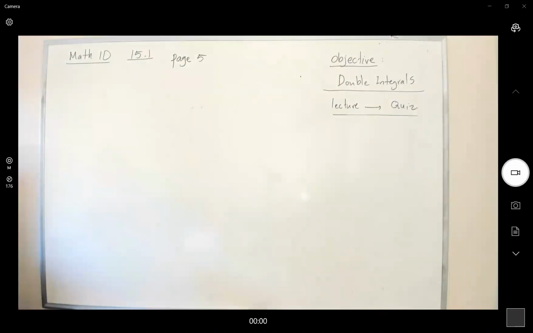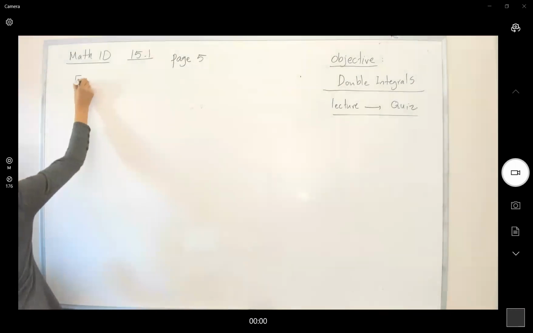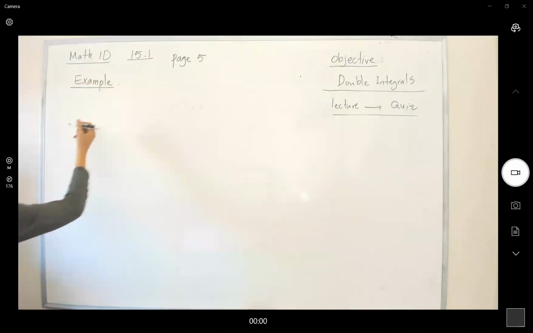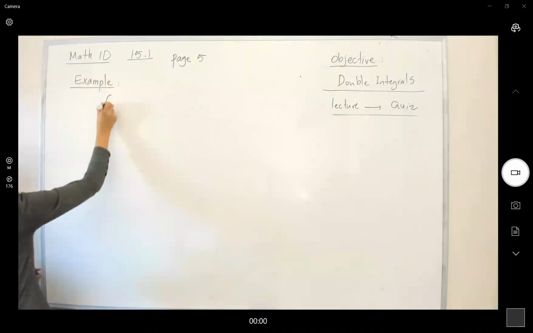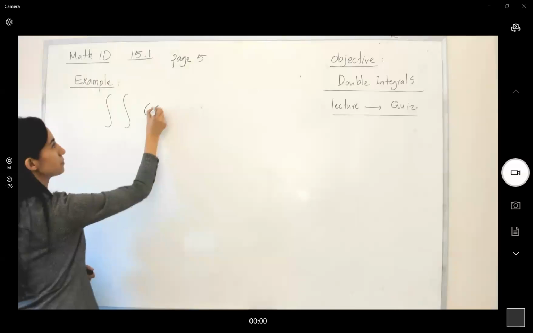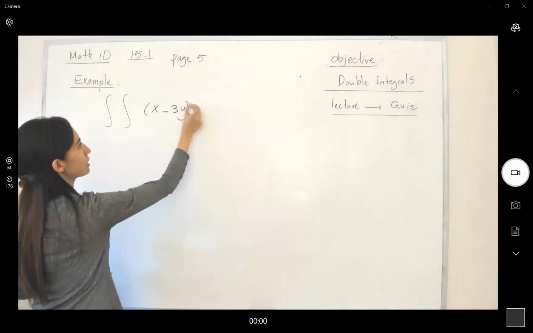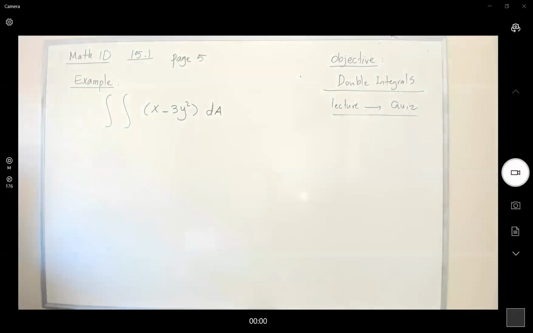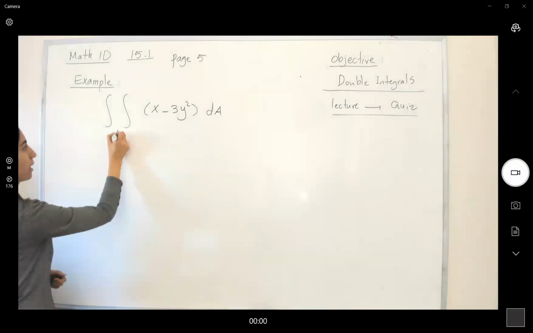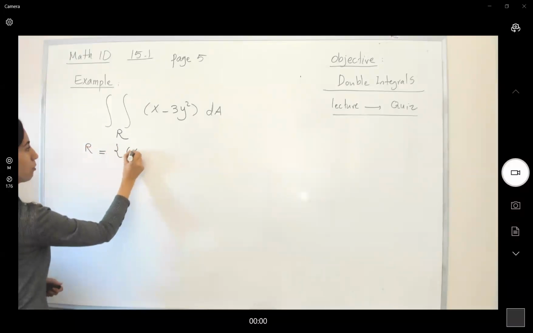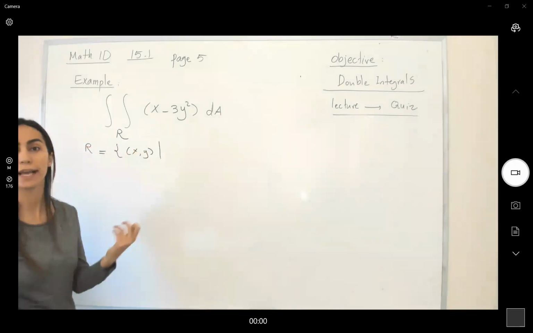Find the double integral of x minus 3y squared dA. And what is your region? Your region R is defined as the set of all points x and y in the xy plane.